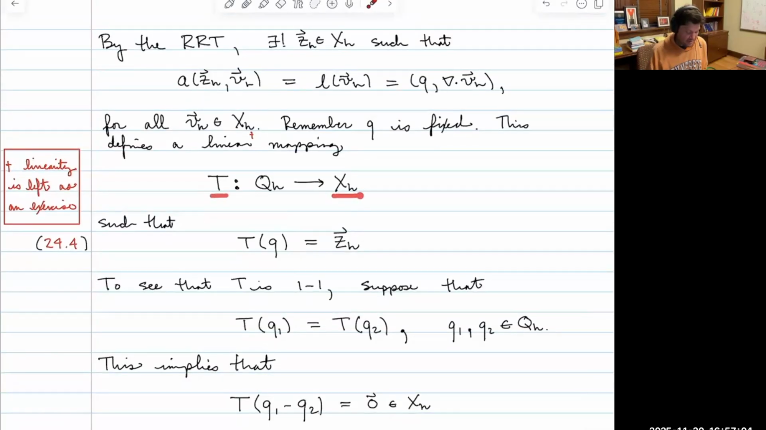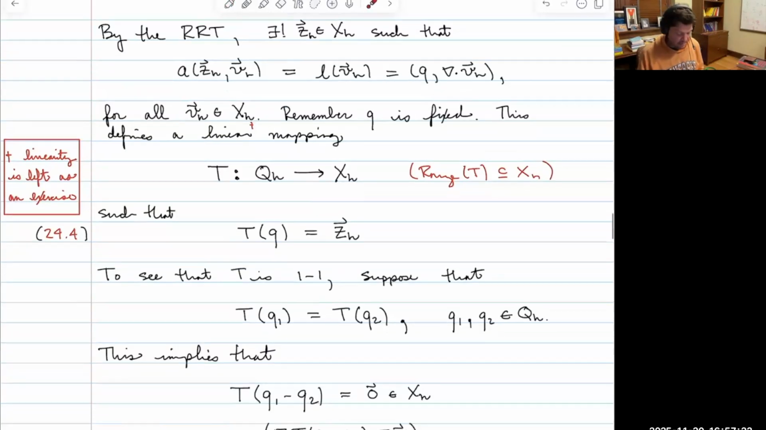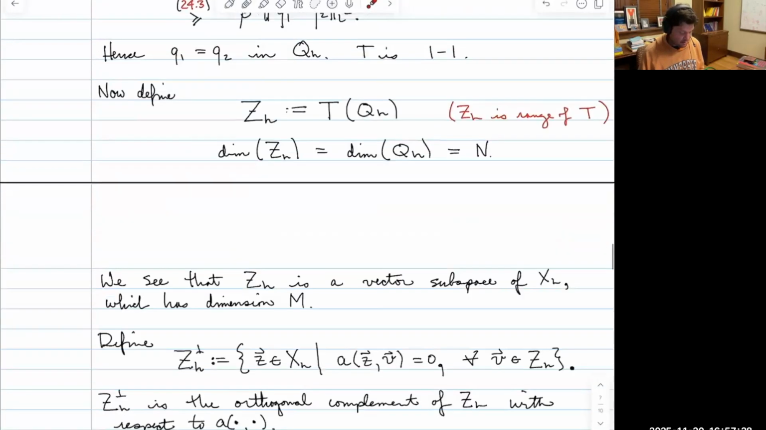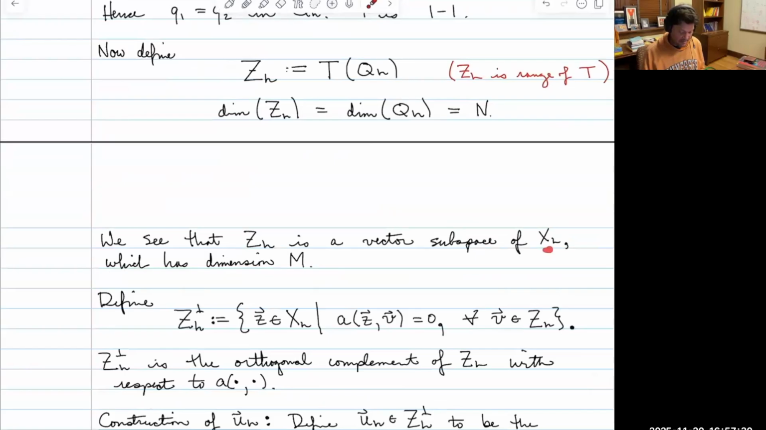The range of T is a subset. Okay, you can write it right here. The range of T is a subset of XH. The range of T lives in XH. And now we're defining below that ZH is the range of T. So ZH must be a subspace of XH, and it has dimension M.